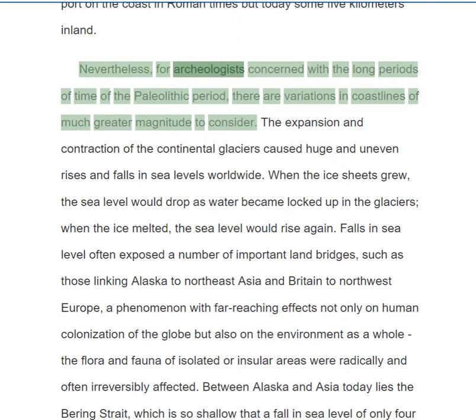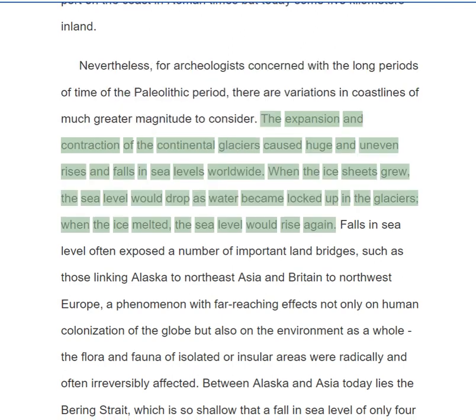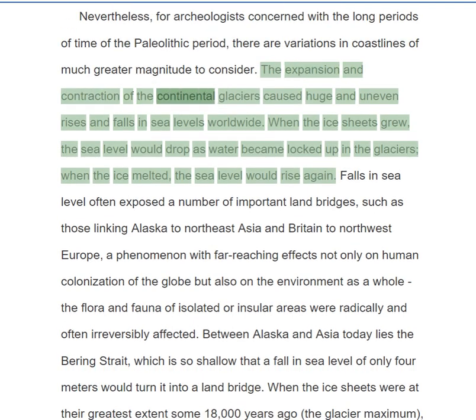Nevertheless, for archaeologists concerned with the long periods of time of the Paleolithic period, there are variations in coastlines of much greater magnitude to consider. The expansion and contraction of the continental glaciers caused huge and uneven rises and falls in sea levels worldwide. When the ice sheets grew, the sea level would drop as water became locked up in the glaciers. When the ice melted, the sea level would rise again.